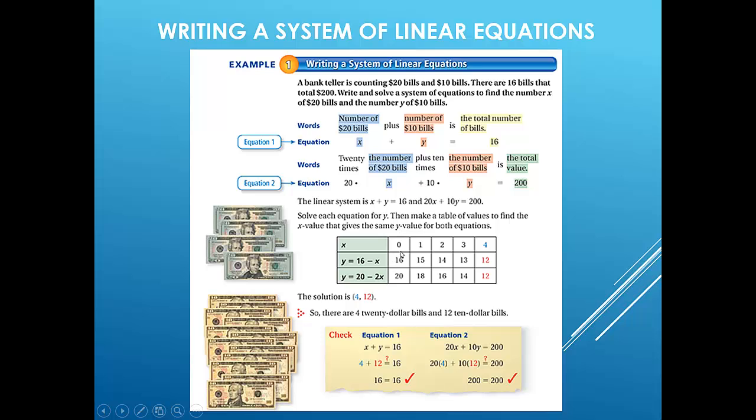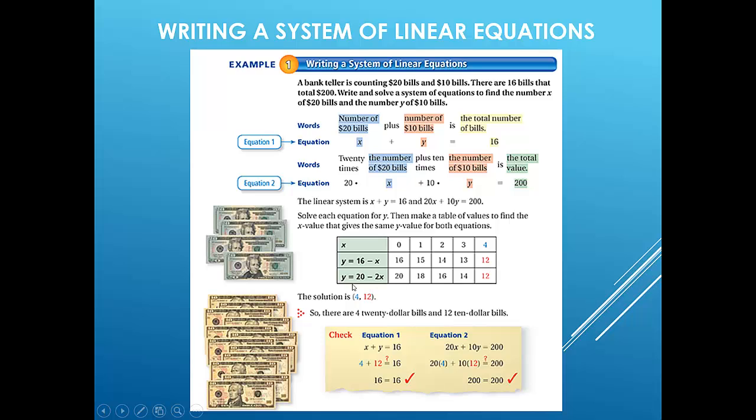Now we're going to just choose some points, and we're going to plug those into our two equations. Once we get the same value for both equations, we can stop our table. So first we're going to plug in 0. When we plug 0 in, we have 16 minus 0, and that's 16. When we plug in 1, we have 16 minus 1, and that's 15. If we put in 2, 16 minus 2 is 14. When we put in 3, 16 minus 3 is 13. And when we put in 4, 16 minus 4 would be 12.